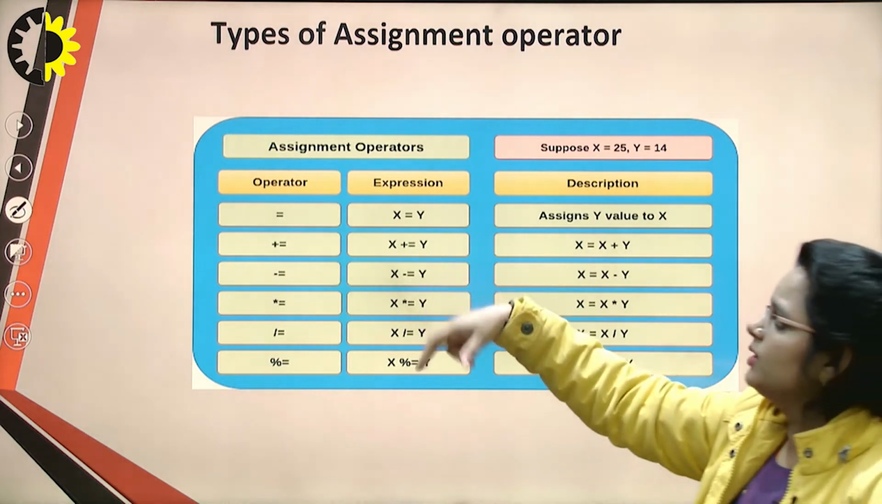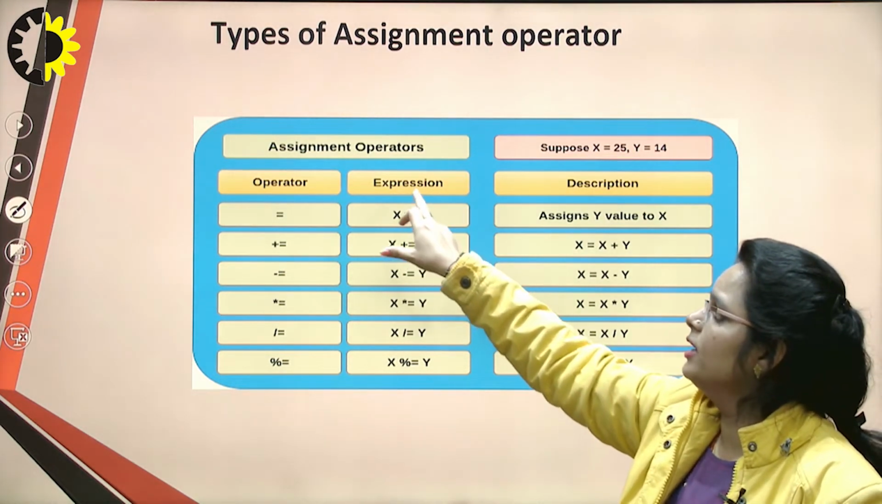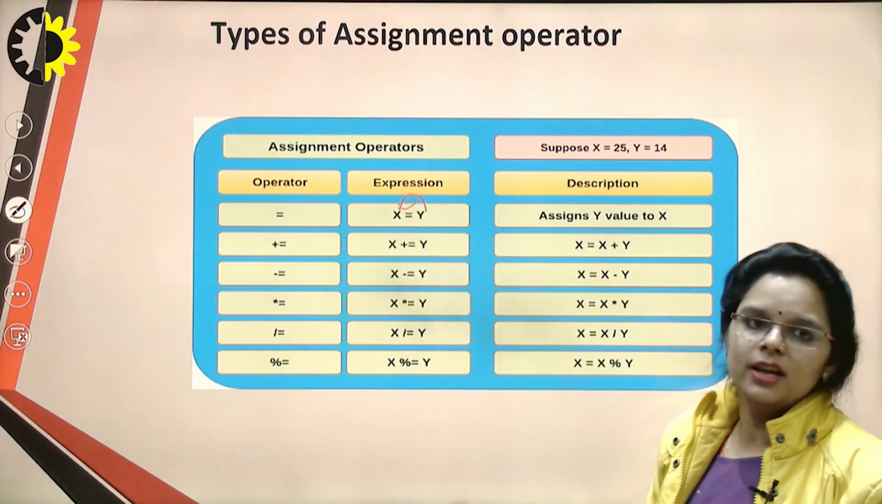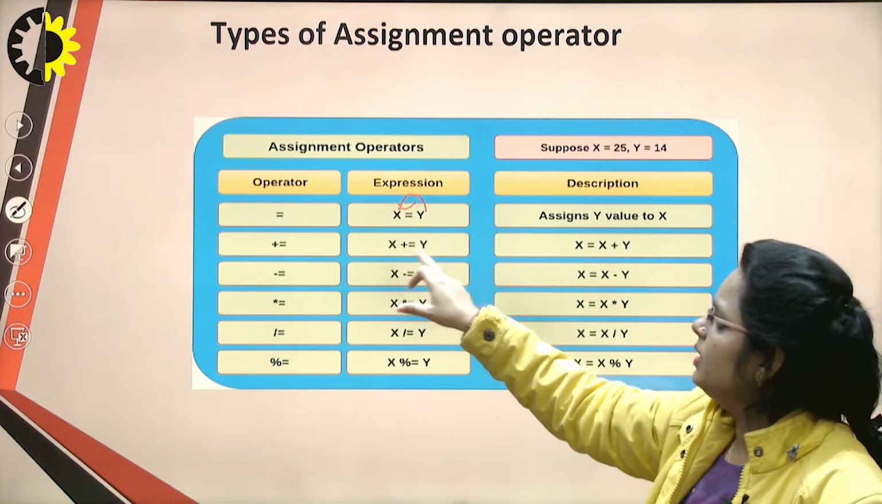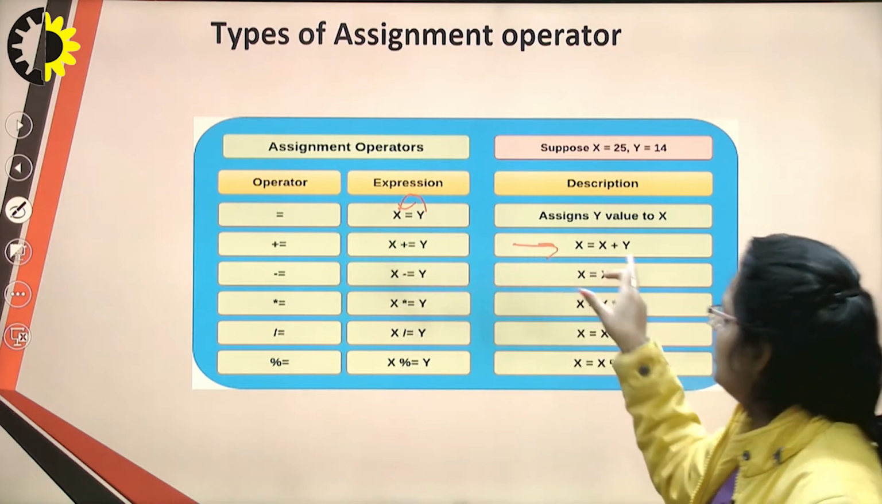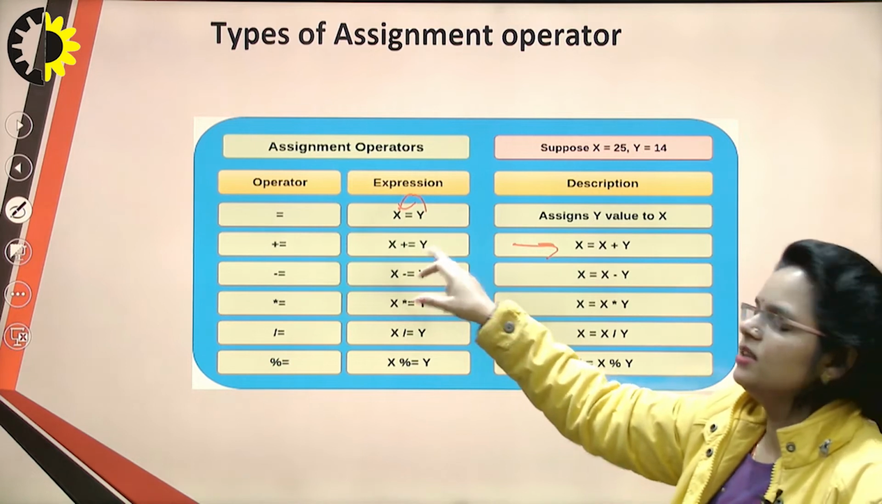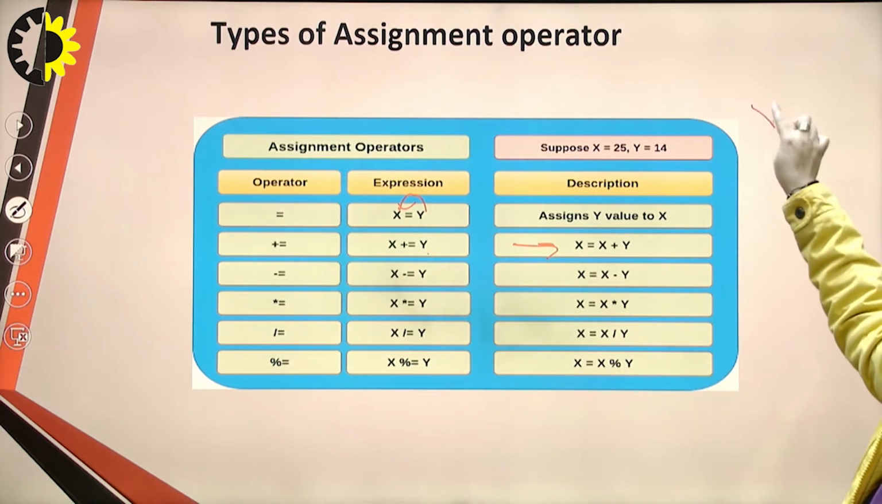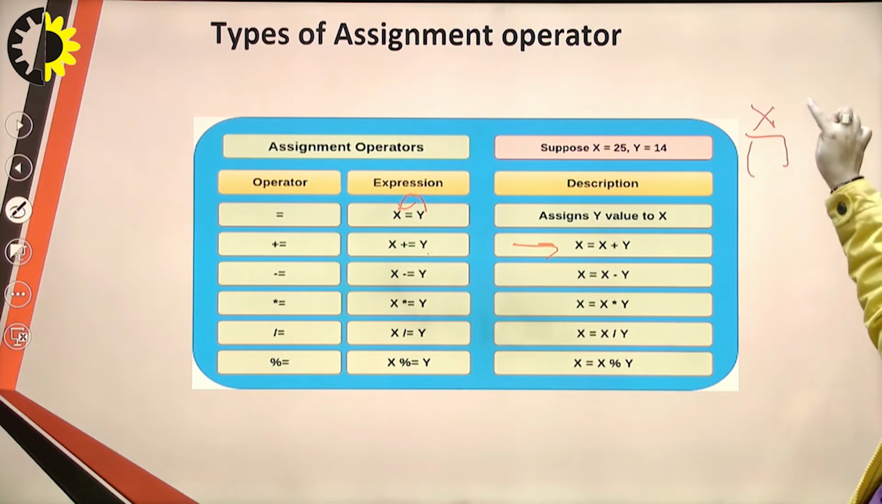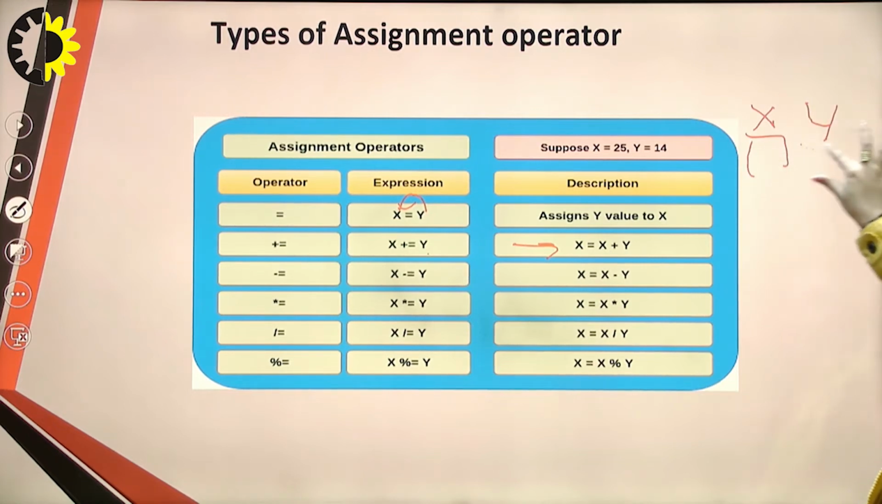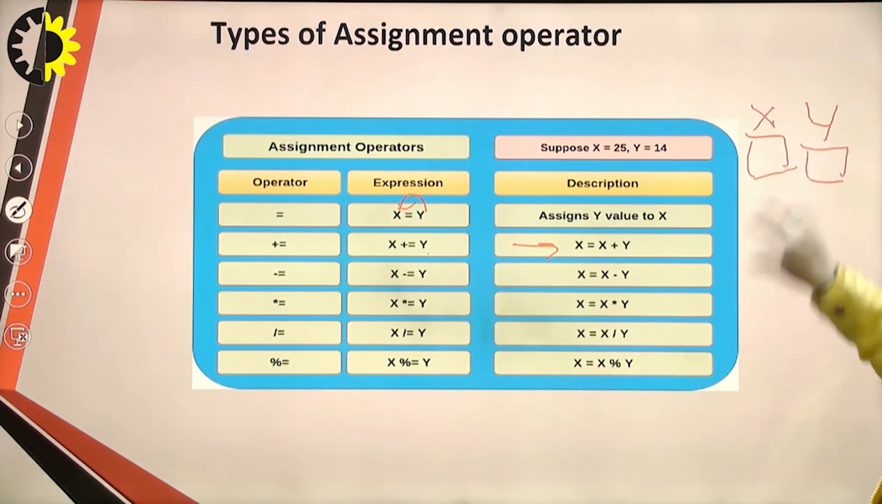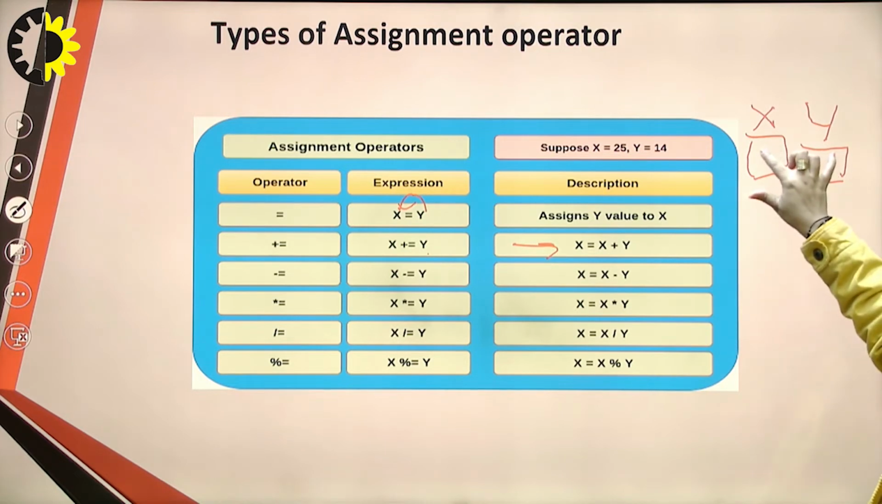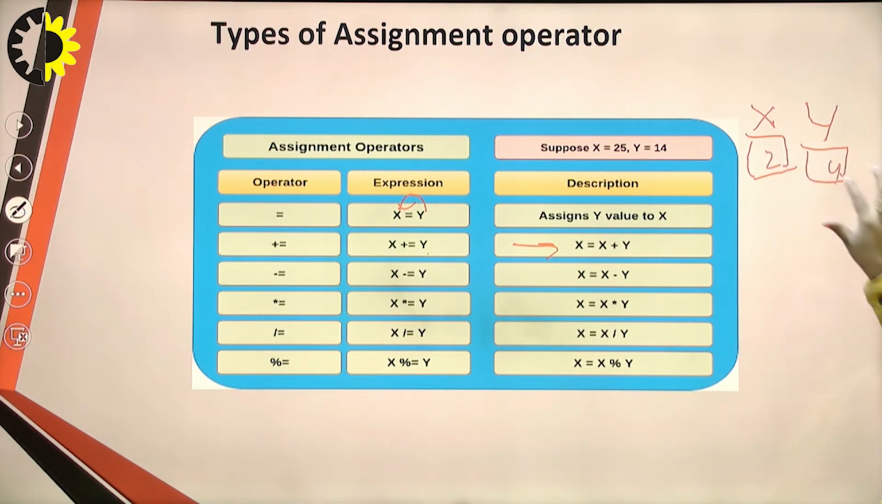This is the equal to assignment. The value of y is assigned to variable x. Plus equals to means x is equals to x plus y, or it is also written in this way. Suppose we have a variable x and another variable y. In x variable we have a value 2 and in y variable we have a value 4.